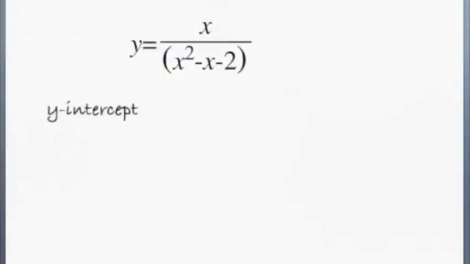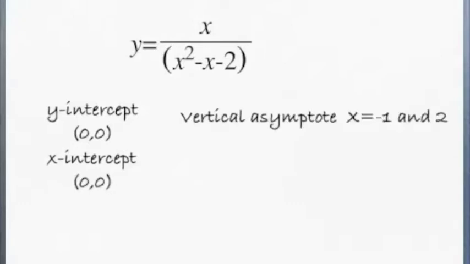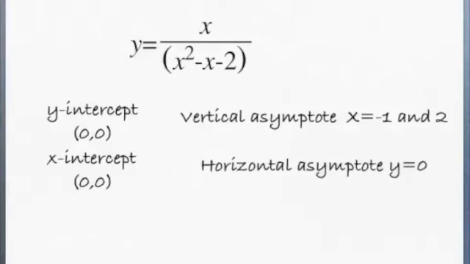Y is equal to x divided by x squared minus x minus 2. The y-intercept is the zero of the function, and the x-intercept is the zero of the numerator. The zeros of the denominator give the vertical asymptotes, which are x equals negative 1 and 2. Because the numerator's exponent is less than the exponent of the denominator, the horizontal asymptote is y equals 0.